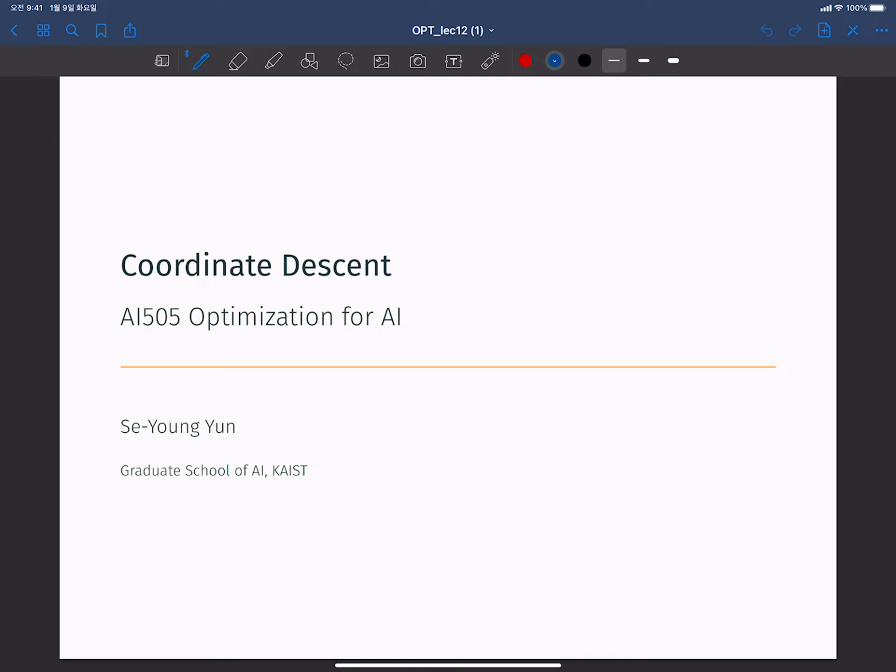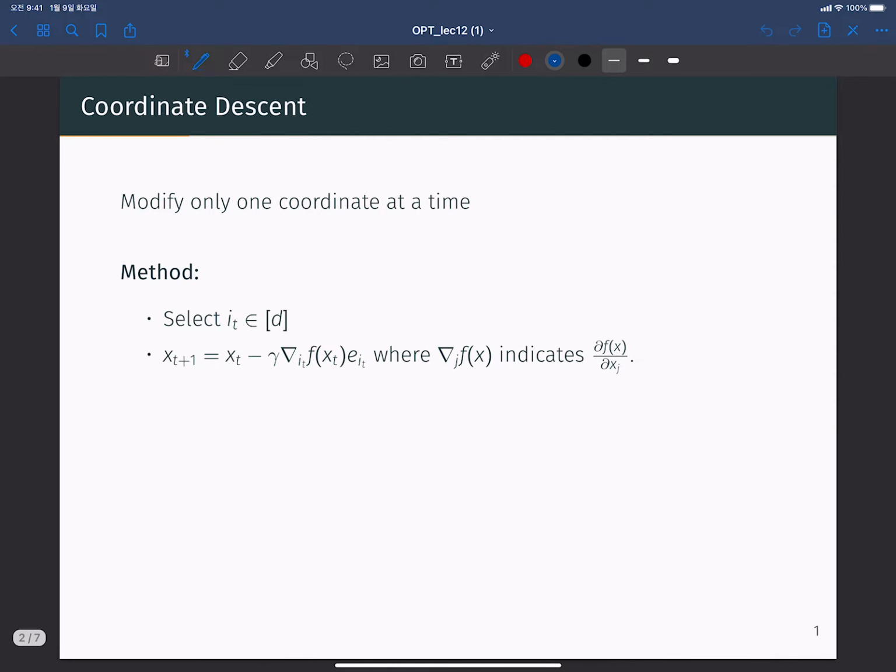In this video, I would like to introduce a simple variant of gradient descent, a very simple implementation of gradient descent called the coordinate descent approach. The coordinate descent approach is very simple. It just modifies only one coordinate at a time. So the method is very simple.